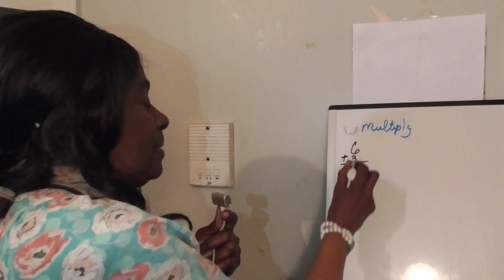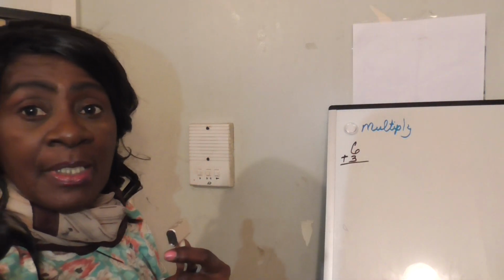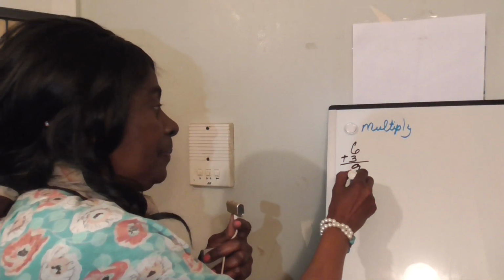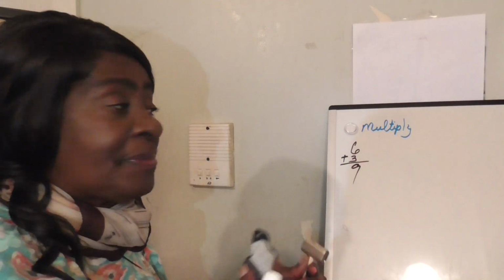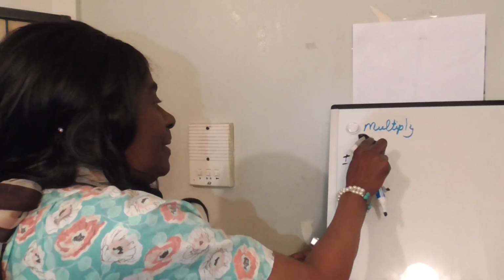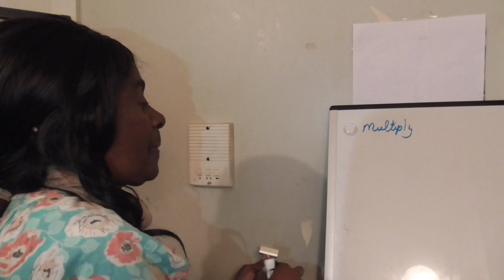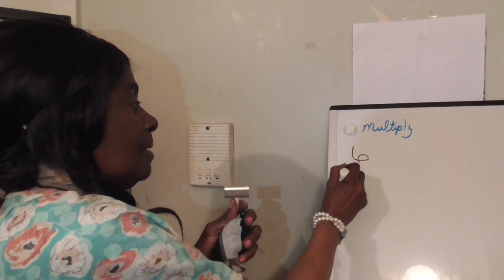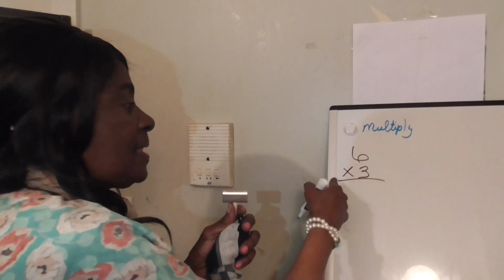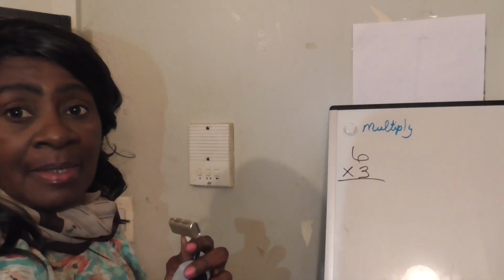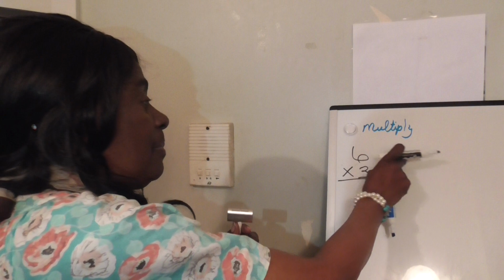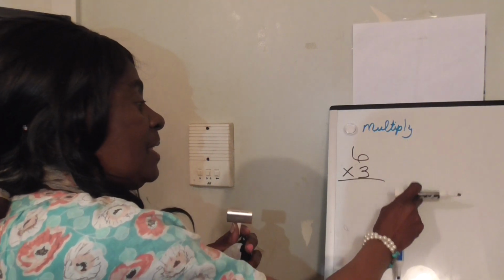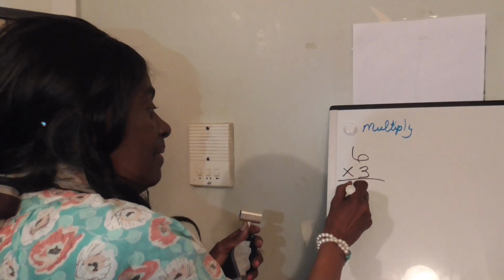But we'll start with this: 6 plus 3 equals 9. That's adding. We know that. 6 times 3, the sign changes, is 18. Because if we had 3 boxes with 6 items in each, we would have 18 items.